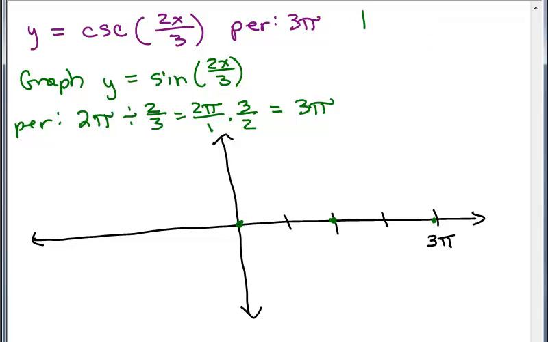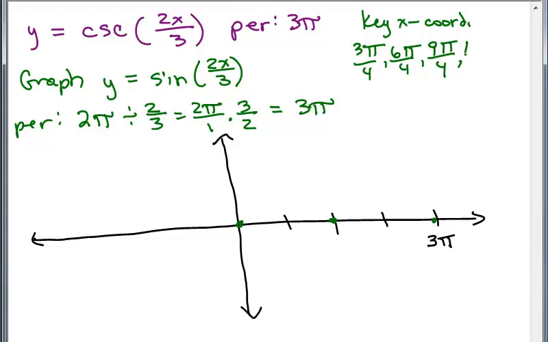The key x-coordinates that we got were 3 pi over 4, 6 pi over 4, 9 pi over 4, and 12 pi over 4, which of course is where the period should end. Okay, now, so we're going to graph y equals the sine of 2x over 3. That was just a little review of the period and how we're going to do that.